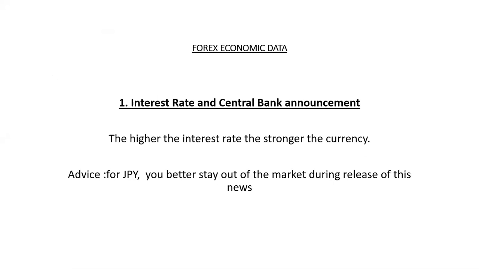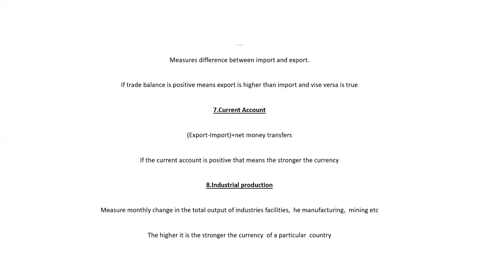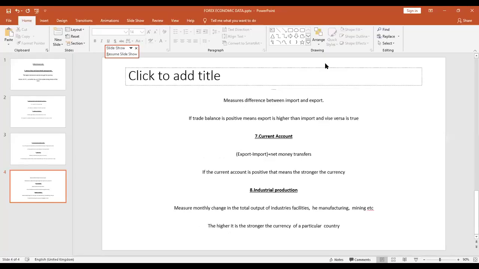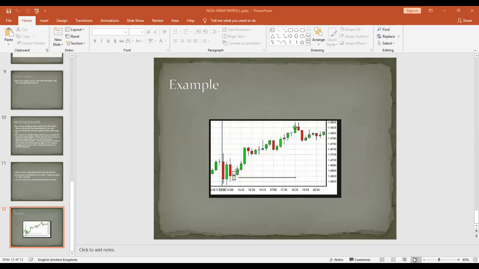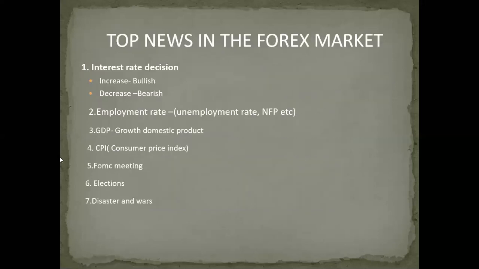Okay, this is what we are discussing: interest rate, employment, gross domestic product. So we finished with the industrial production there. And now I want us to share something else. Let me show you. Okay, this one. I want us to talk a little bit about this, because you see, this one we already finished with GDP, CPI.